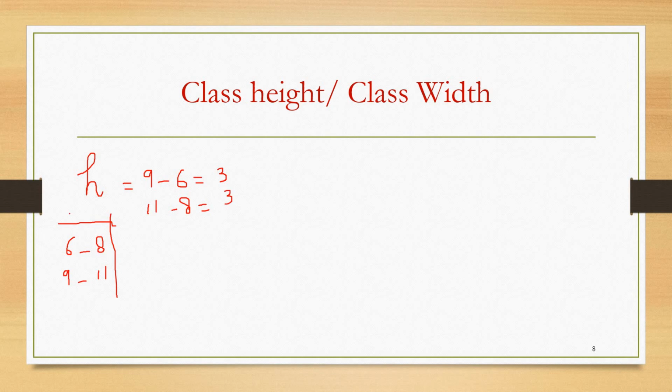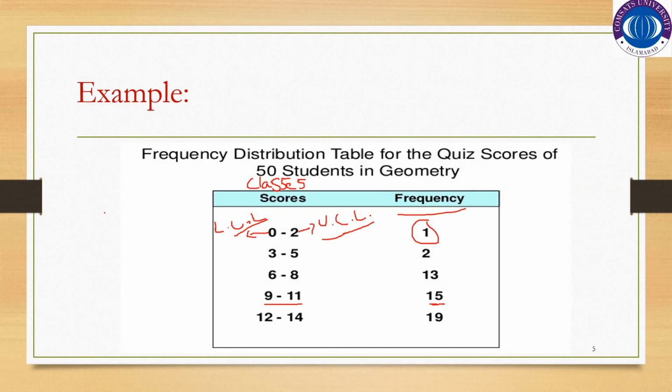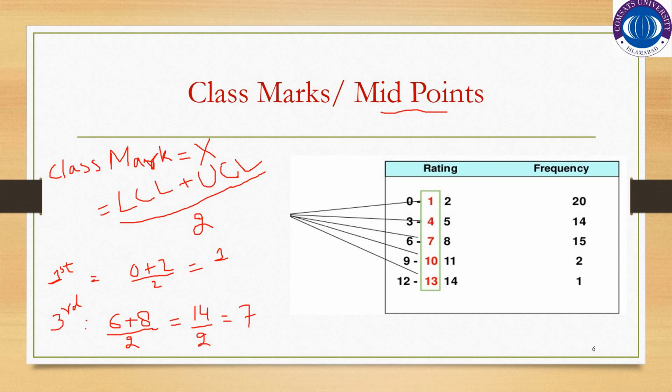This is the case when we are given classes. We will take consecutive classes. You can see, if we take any other two classes, let's suppose the last two classes, 12 minus 9 is 3, 14 minus 11 is 3. What is this? This is class height or class width.